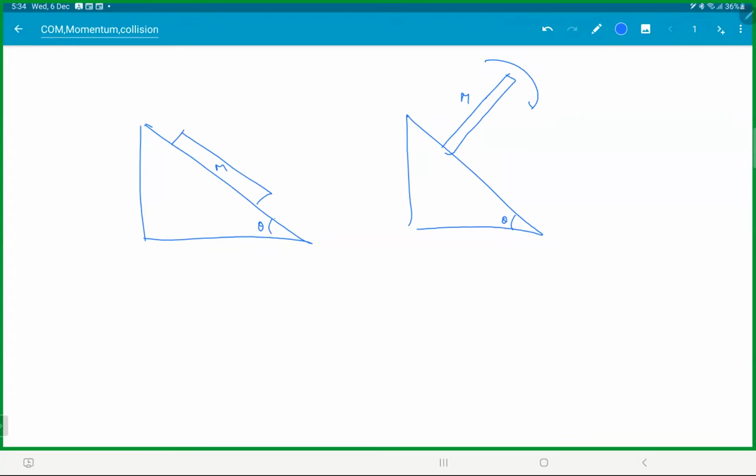Let me just remove the people whose cams are not on, and then we can continue.